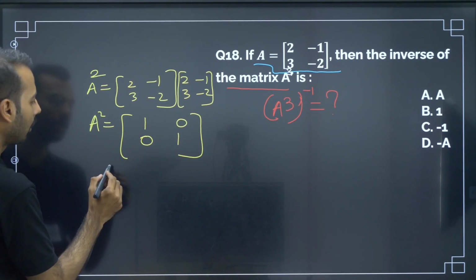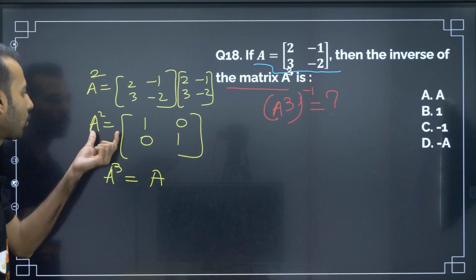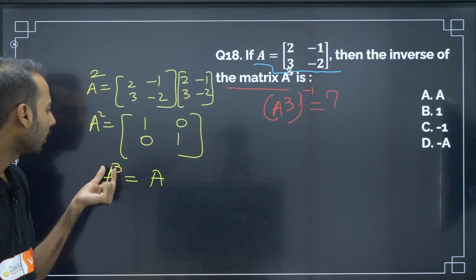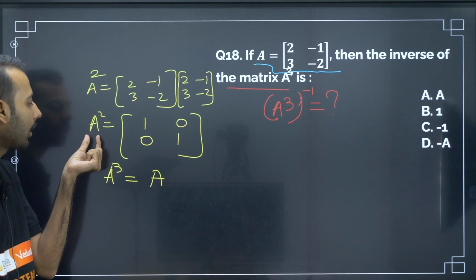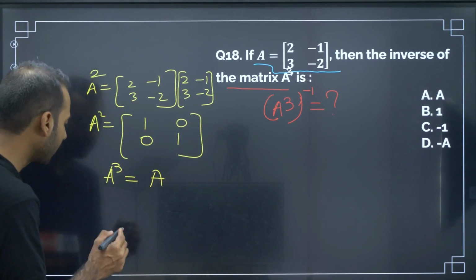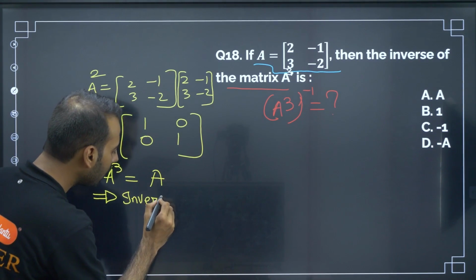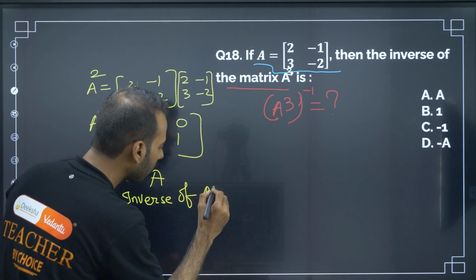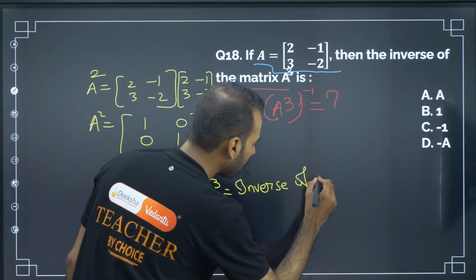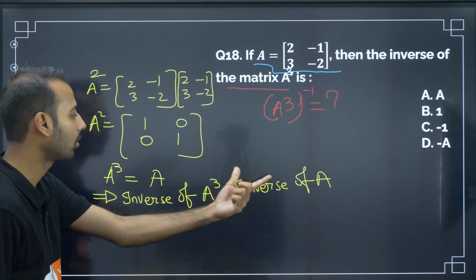Now how to approach this? A cube is again A square times A. A square is this, which means A cube equals A. A cube and A both are the same. What does this imply? This implies the inverse of A cube is equal to the inverse of A. I am applying inverse on both sides, so the inverse of A cube is equal to the inverse of A.